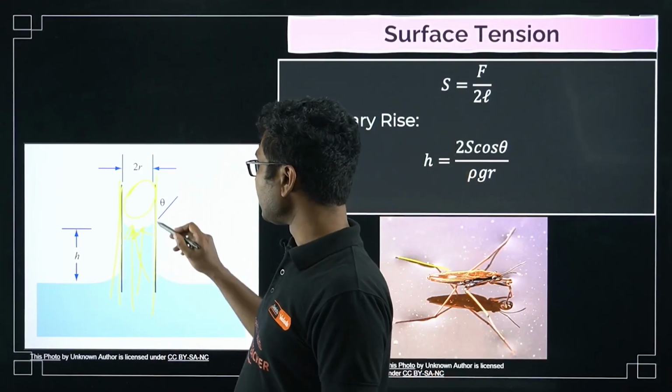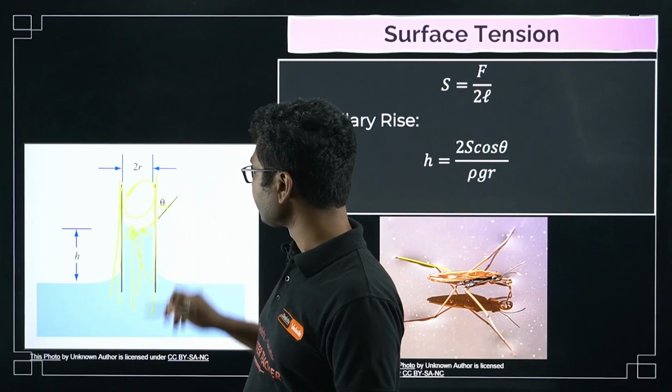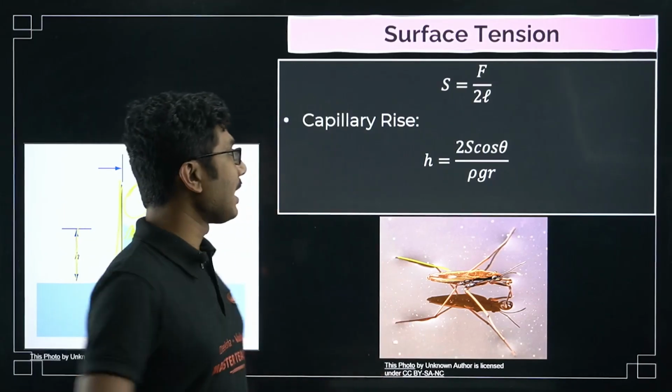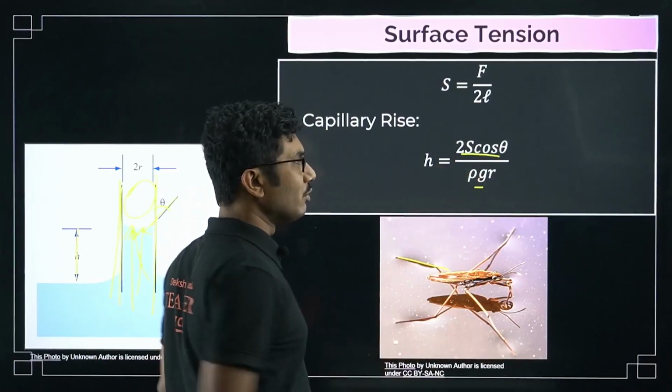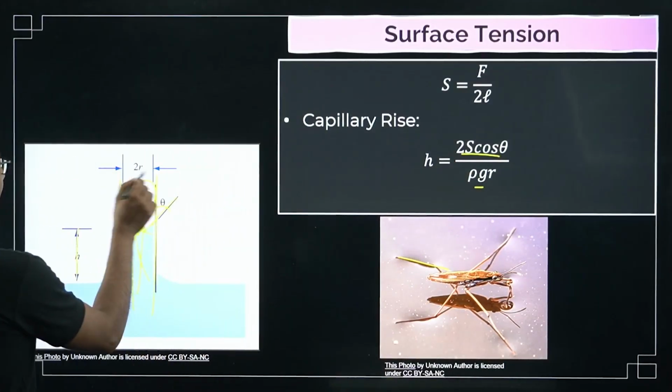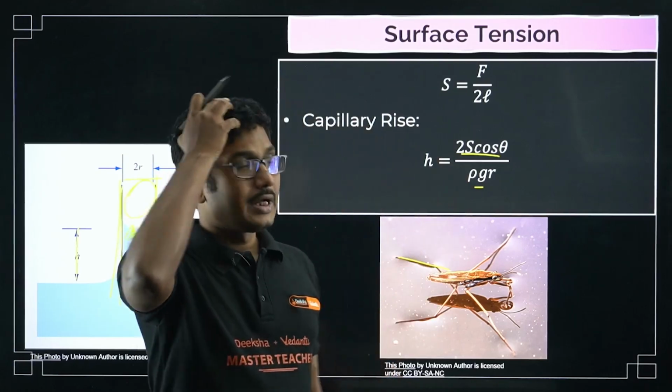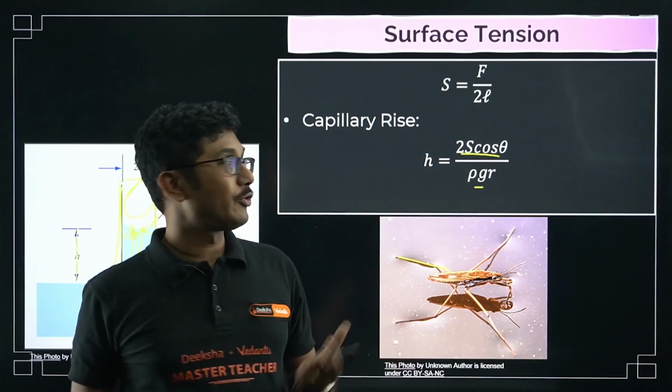This depends on the contact angle theta, and the height is basically given by 2s cos theta by rho g r. It depends on the radius of the pipe, it depends on the density of the liquid, and it depends on the gravitational acceleration at that point, obviously.